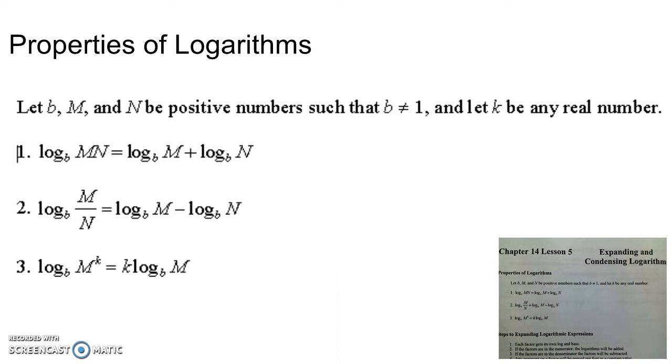So log base b of m plus log base b of n. Similarly, when I have a quotient m divided by n, log base b of m over n can be rewritten with the numerator and denominator each getting their own log of that base. Now I'm going to subtract them. I'm going to take the difference. Log base b of m minus log base b of n. And when I have a power, m to the k, log base b of m raised to the k, I can take that power and put it out front. So k times the log base b of m.